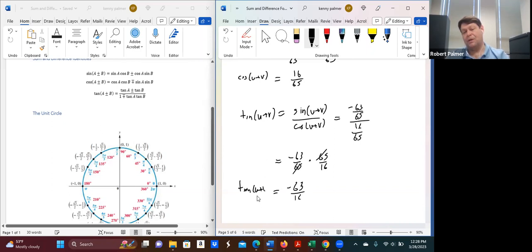And that is the tangent of u plus v. It's actually good practice for you to do on your own, to plug it into the formula here and see if you get the same thing. Okay, so that's how we can use the sum and difference formulas to find these values.